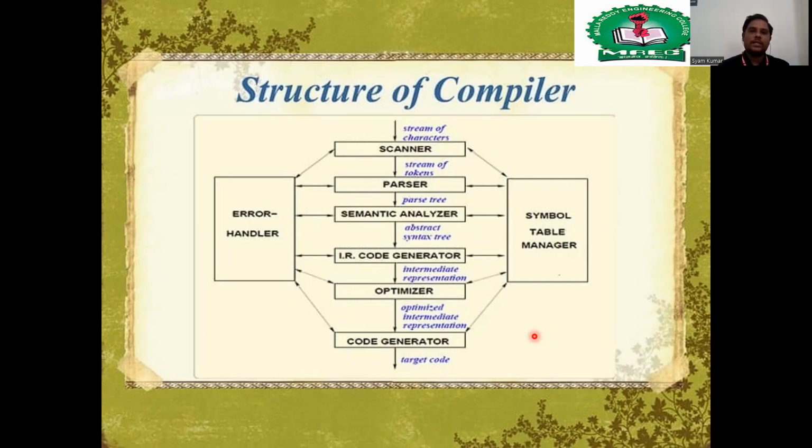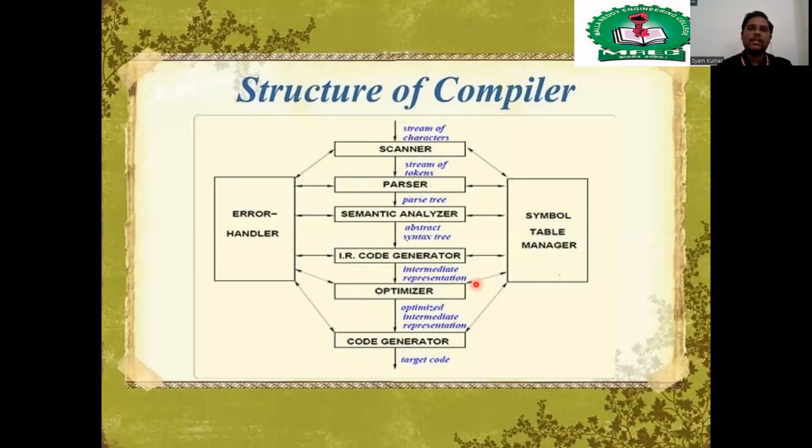If any errors are there, the error handler stores the error data, and any special symbols are stored in the symbol table manager. So first is scanner, parser, semantic analyzer, intermediate code generator, code optimizer, and code generator. These are the 6 phases of a compiler. It is a very important structure of each and every compiler. Whenever you create your own compiler, these 6 phases must be there. The names may be different, but these operations are done.